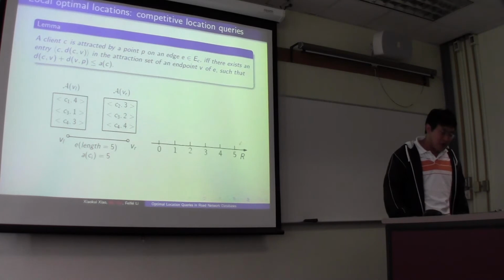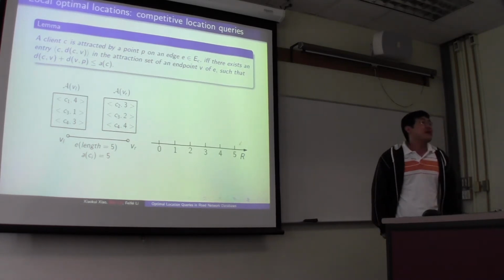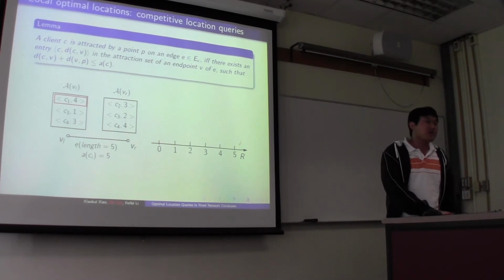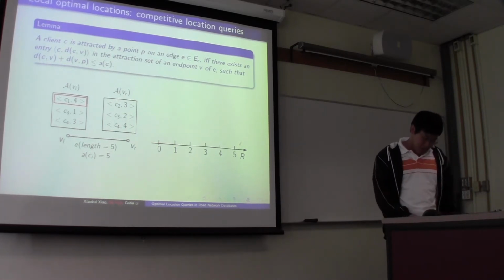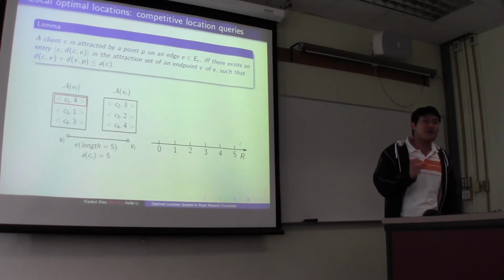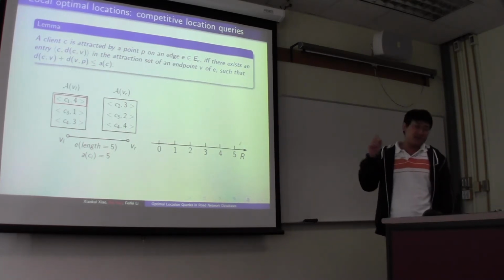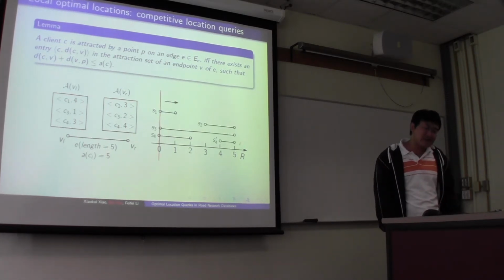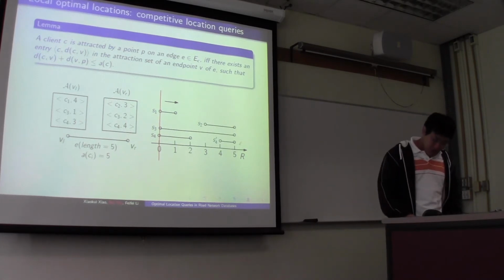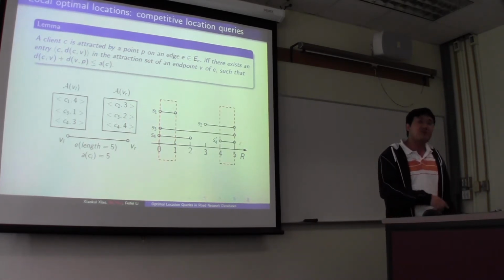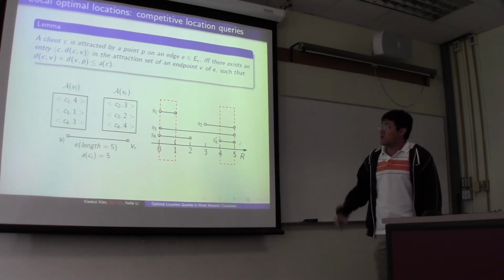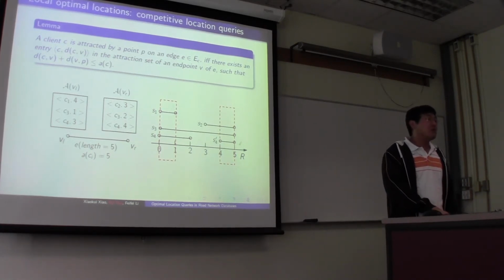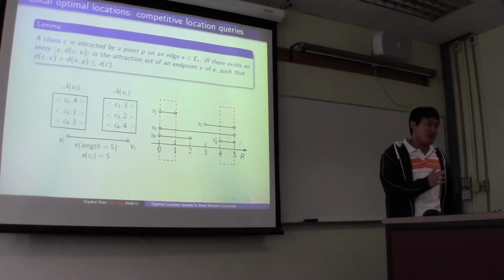Our solution starts by creating a one-dimensional plane. For each client in the attraction set, we draw a line segment to represent the possible locations that can attract this client. Here we go. In the second step, we scan through all the line segments and find the intervals that maximize the number of overlapping line segments. Here they are the intervals from 0 to 1 and from 4 to 5. We return them as the local optima from edge E.